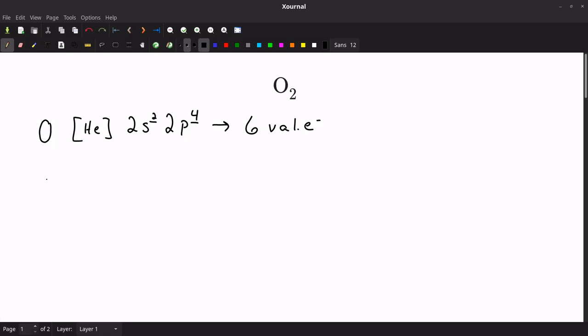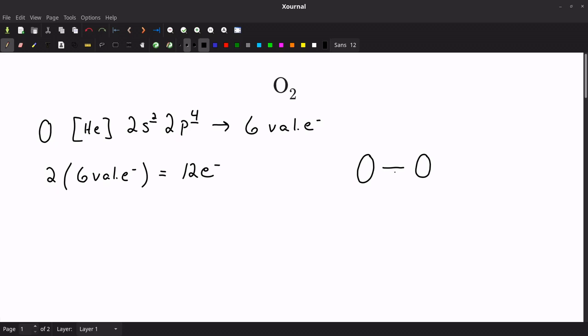So I have 2 of these oxygens, so 2 oxygens. Each one of them is going to give me 6 valence electrons, so I have a total of 12 valence electrons in my bank. The next step is going to be to write a skeletal representation of this. We only have 2 atoms, so they must just be connected to each other. So I'm going to have an oxygen bound to another oxygen.